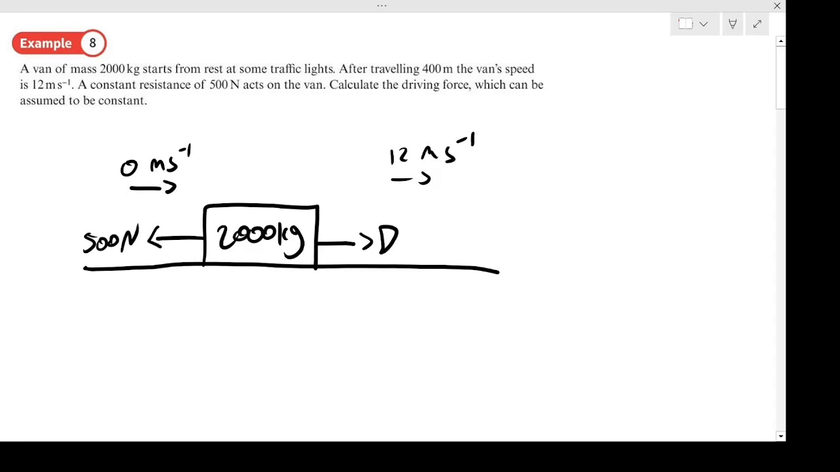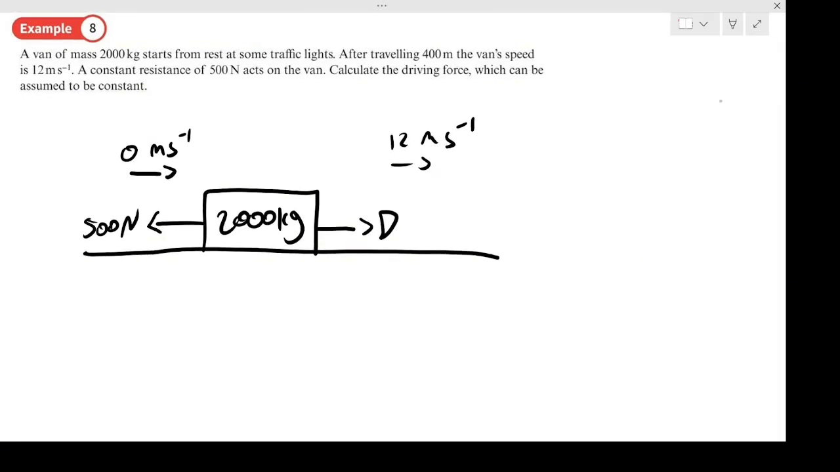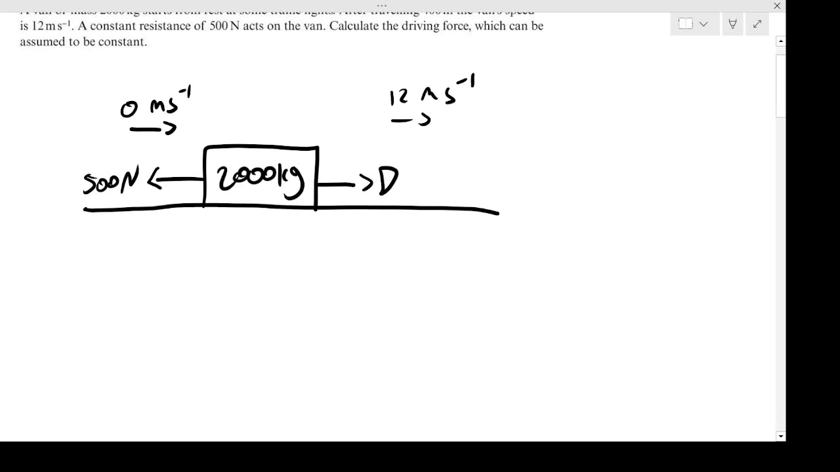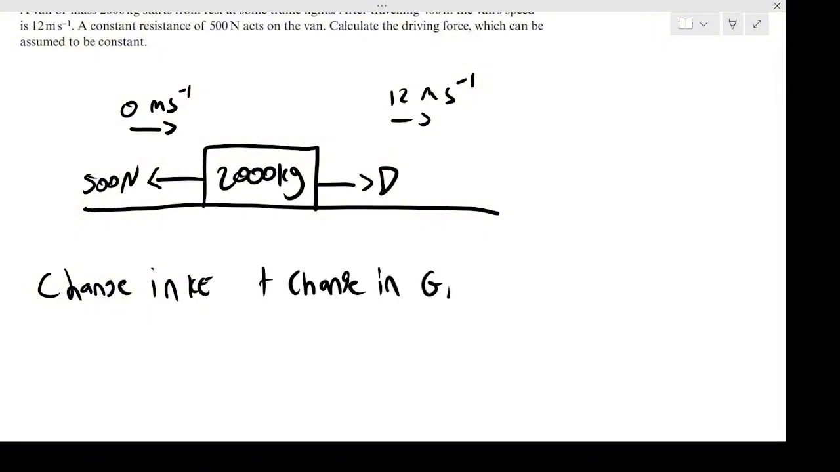Hopefully happy with that. So I'm going to have to use the work energy principle here, because effectively there are forces involved. So that's going to be work involved, right? Because forces have work. So remember the work energy principle says that the change in kinetic energy add the change in gravitational energy, GPE, has to equal the overall work.